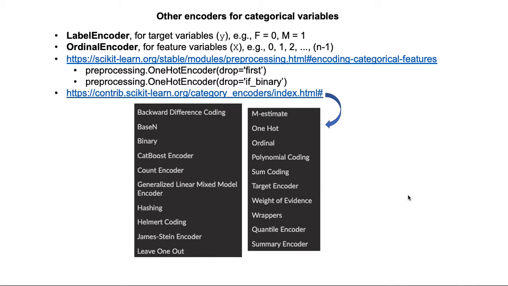Finally, I would like to point out there are other encoders available for categorical variables, including label encoder and ordinal encoder. And on the scikit-learn.org website, even for one-hot encoder, there's some specific usage that you can look up as well. If you are interested in categorical encoders, you can also look up all those different encoders on this website. And that's it.